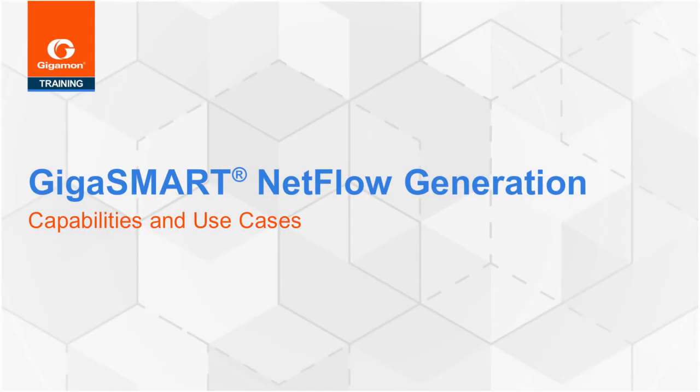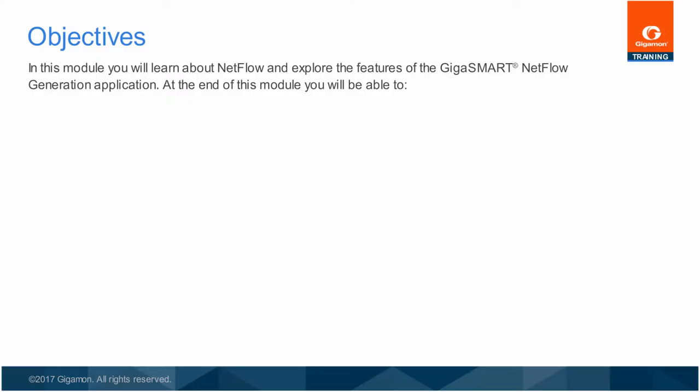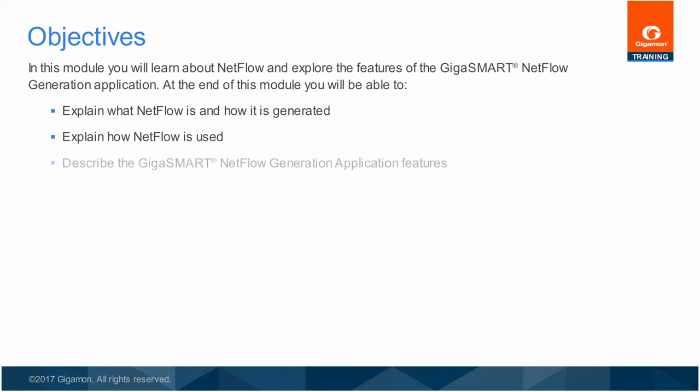Welcome to the module describing the origin, functionality, and use of NetFlow and the GigaSMART NetFlow Generation application. In this module, you will learn about NetFlow and explore the features of the GigaSMART NetFlow Generation application. At the end of this module, you will be able to explain what NetFlow is and how it is generated, explain how NetFlow is used, describe the GigaSMART NetFlow Generation application features, explain how NetFlow improves security and monitoring.